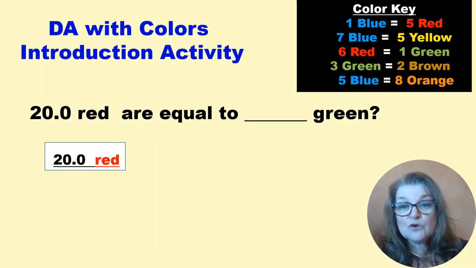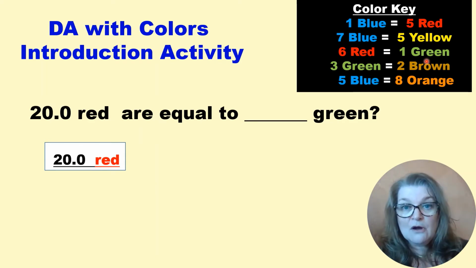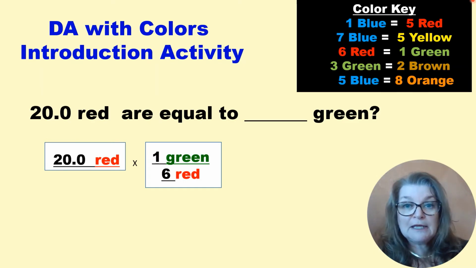Then we're going to look at the conversion factors. Well, over here in the color key are the made-up conversion factors for these colors, and we can see that there is one that says 6 red equals 1 green. We're going to write that as a fraction. Either we're going to have 6 red over 1 green, or we're going to write it as 1 green over 6 red. To determine which way we write it, we need to look at the unit we already have. We already have red in the numerator, which means we need to put red in the denominator of our conversion factor. So I want to write that conversion factor as 1 green over 6 red.